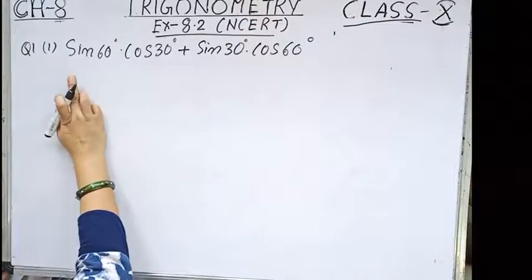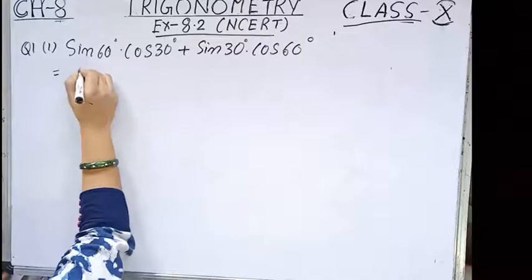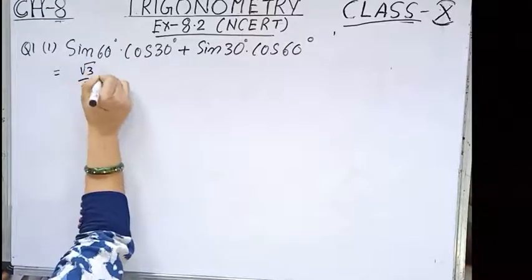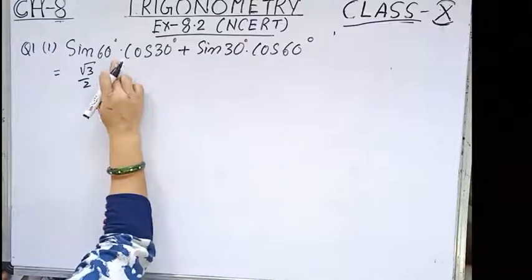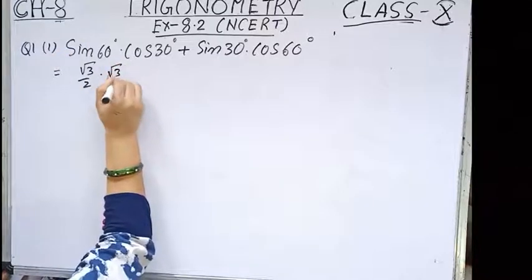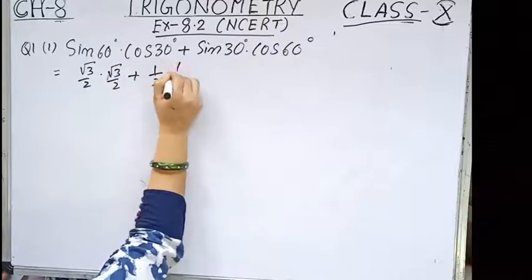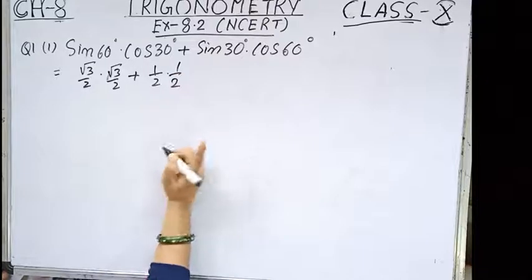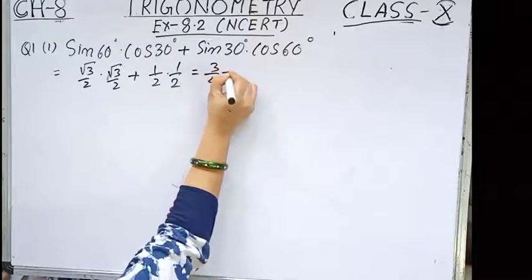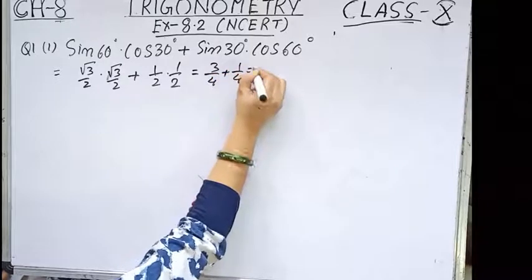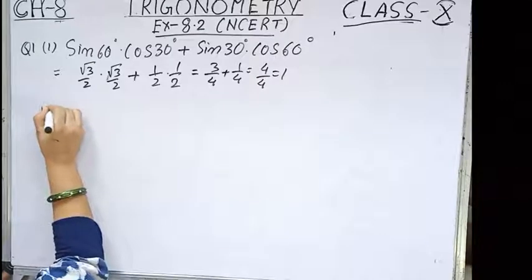This is question 1, subpart number 1 I have taken. So sin 60 value will be equals to how much? Root 3 by 2. Cos 30: remember, cos 30 will be equals to root 3 by 2. Sin 30 is 1 by 2 and cos 60 also is 1 by 2. Make the table, children. So over here this will be equals to 3 by 4 plus 1 by 4. So this will be equals to 4 by 4, that is equals to 1.